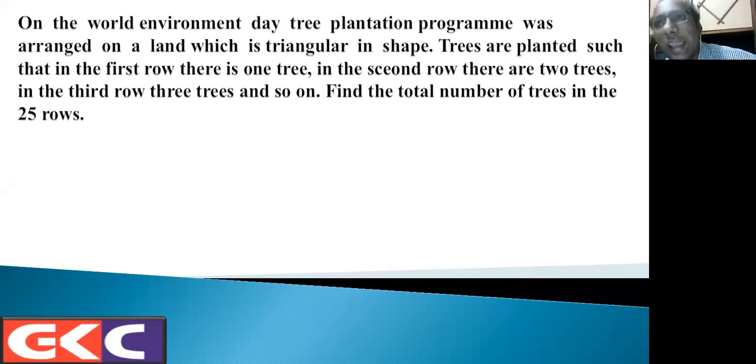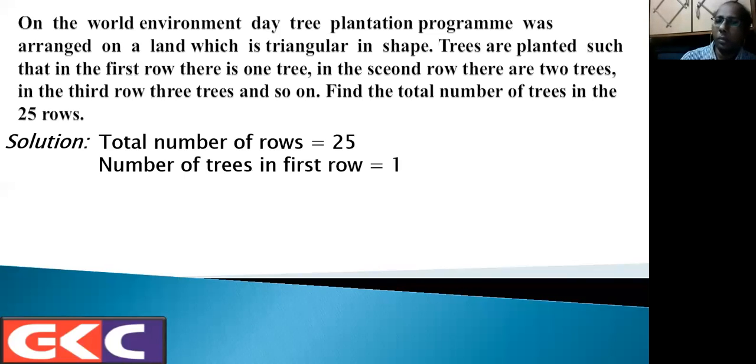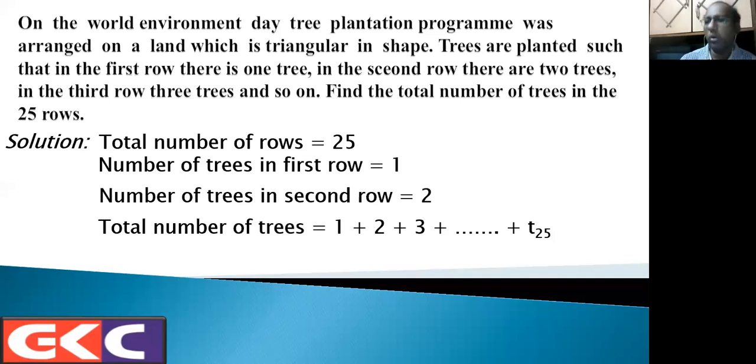But here it is not going to be Tn. Here it is going to be Sn only. Why Sn? Because, as we can see, we have to find the total number of trees. So how to deal with it? For the solution, the things required: first, total number of rows, which is 25; number of trees in the first row, in the second row, in the third row, and so on. So total number of trees is 1 plus 2 plus 3 plus so on plus T25.